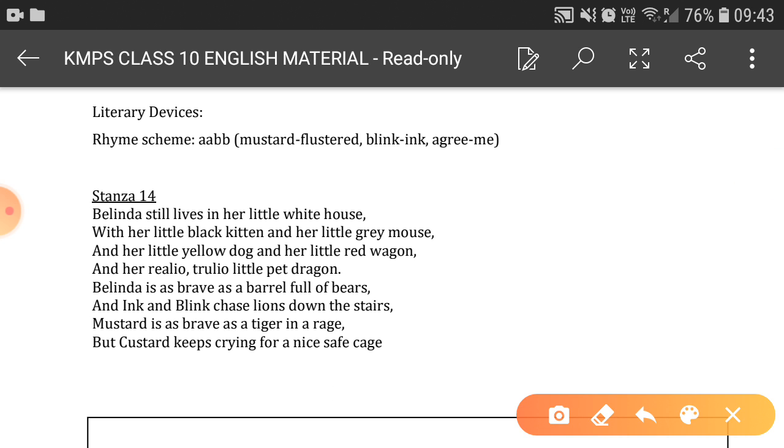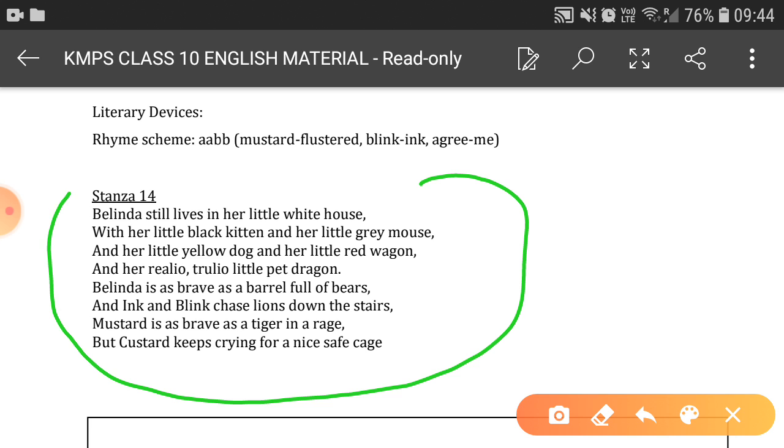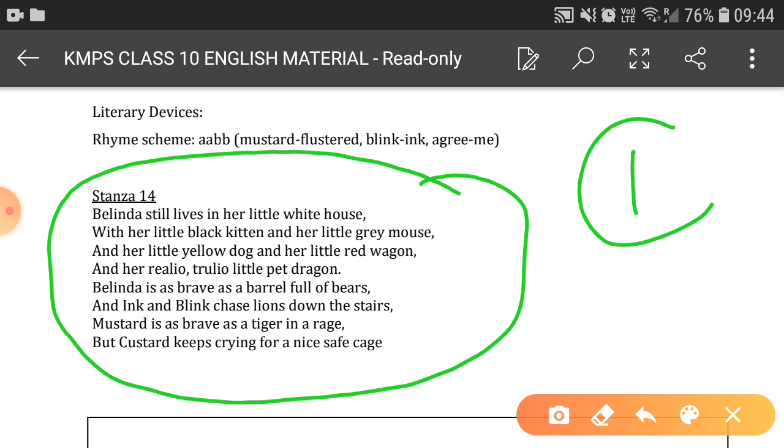And you can see in stanza 14, the poet takes us to stanza 1 again. Belinda still lives in a little white house with a little black kitten and her little grey mouse and a little yellow dog and a little red wagon and her really truly little pet dragon. Belinda is as brave as a barrel full of beer, which she was of course not.